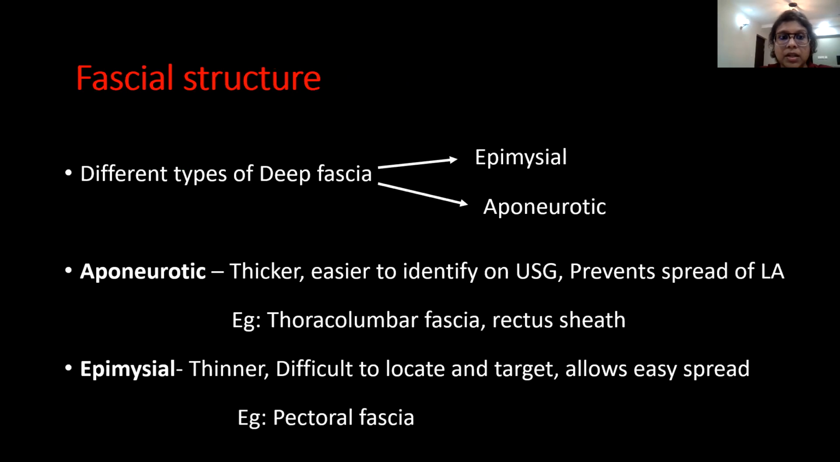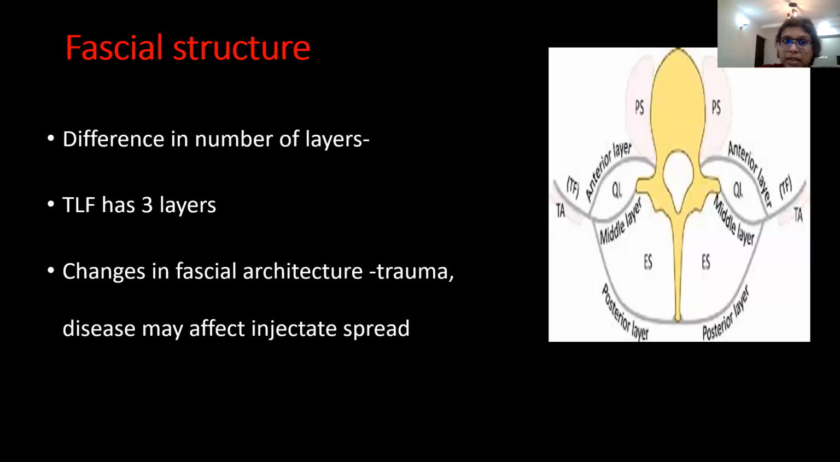So there are different types of deep fascia. It may be epimysial or aponeurotic. The aponeurotic fascia is thicker. It is easier to identify in the ultrasound, and it prevents the spread of local anesthetic and contains it within a compartment. Example, the thoracolumbar fascia. Whereas the epimysial fascia is thinner, it is difficult to locate and target. It will allow easy spread of the drug. There is also the difference in numbers of layers of fascia. For example, the chest wall pectoral fascia is single layered, whereas the thoracolumbar fascia has three layers.